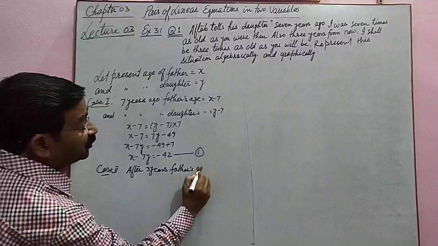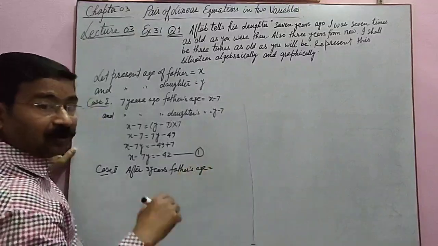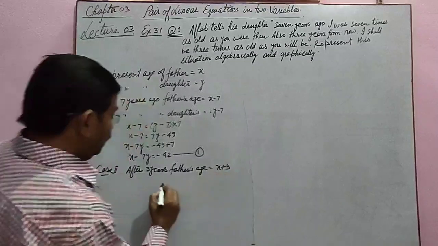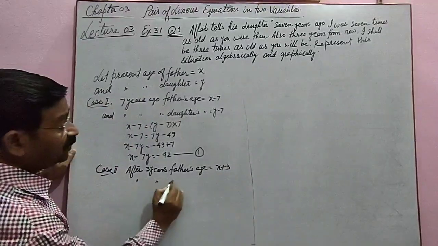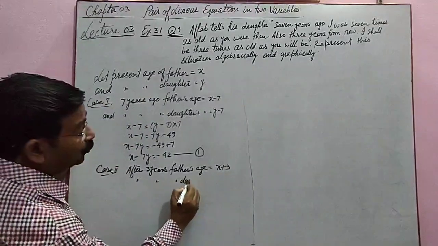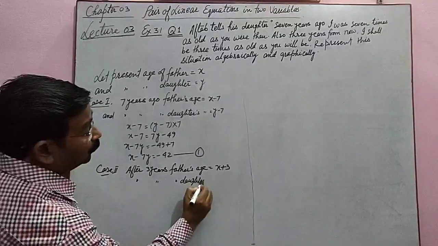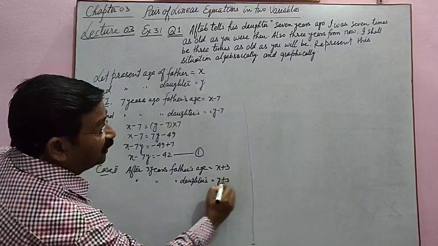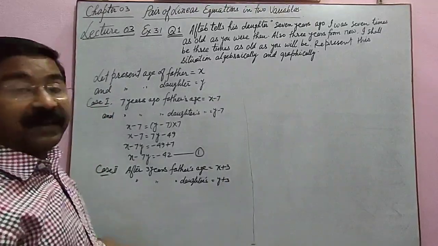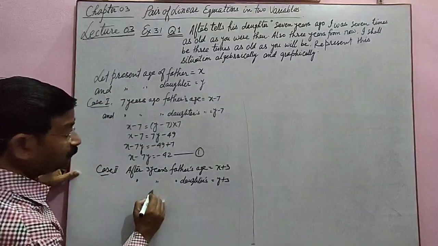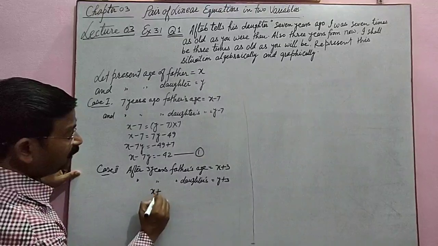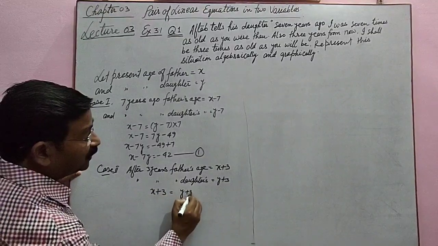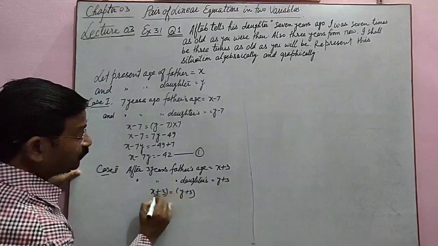Father's age. He will be 3 years older, so x plus 3. After 3 years, daughter's age will be y plus 3. Again we will compare their ages. So here x plus 3, father's age, is equal to y plus 3, daughter's age.